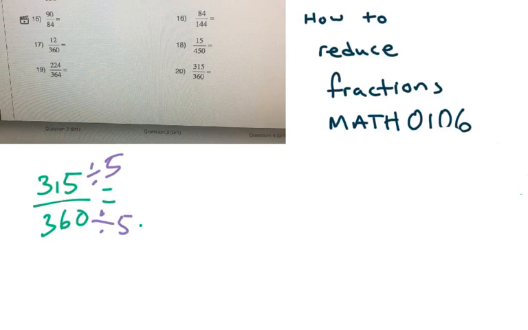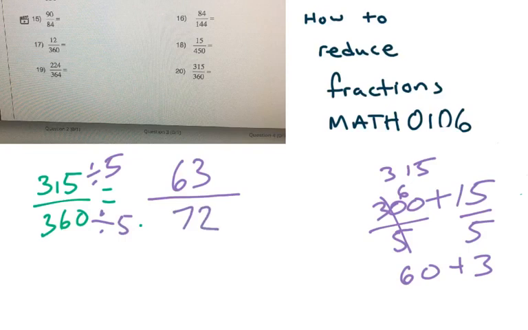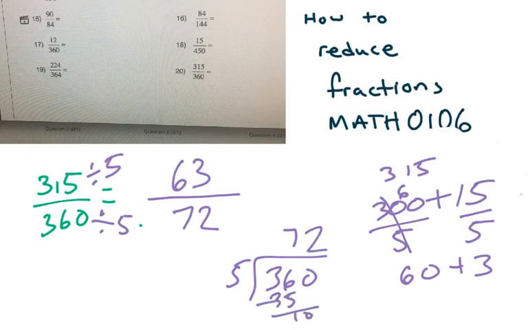If I divide the top by 5, I'm going to use the trick of saying 315 is nothing more than 300 plus 15, and I'm going to divide each of these by 5. 300 divided by 5 shouldn't be difficult because 30 divided by 5 is 6, so this is just 60, and 15 divided by 5 is 3. So this breaks down to 63. And on the bottom, 360 divided by 5 is 72. That's a common one. You'll see as you progress in math. Let me just show you real fast. 5 goes into 36 7 times. It leaves me with 35 with 2 left over, and gives me 72.